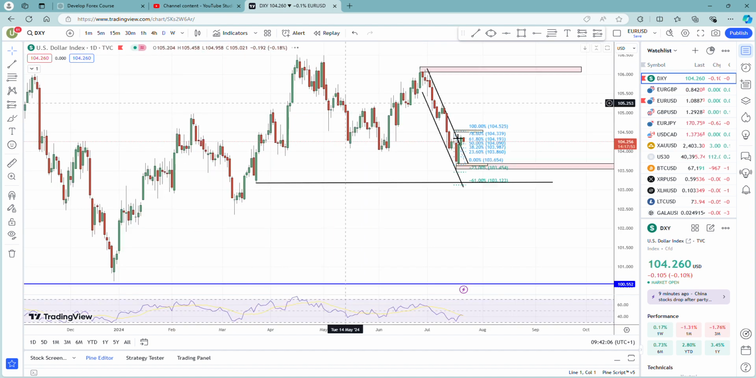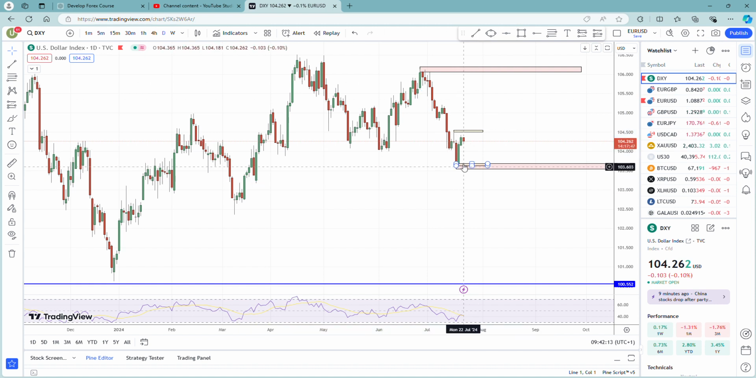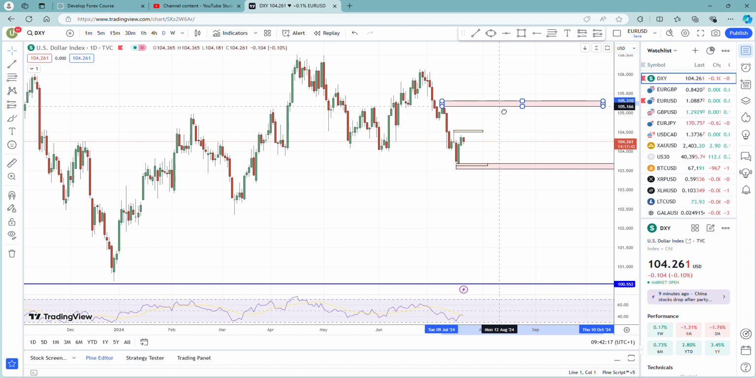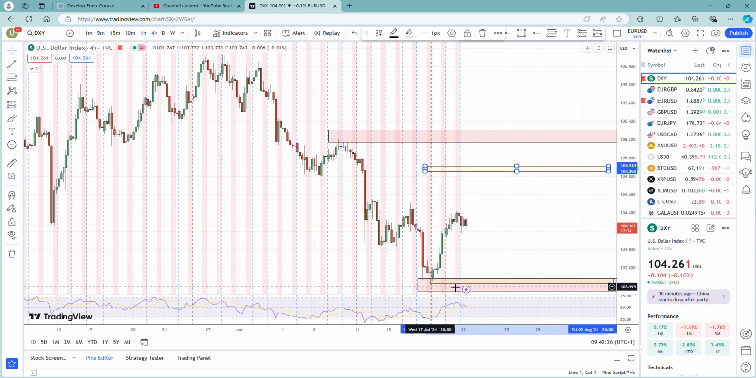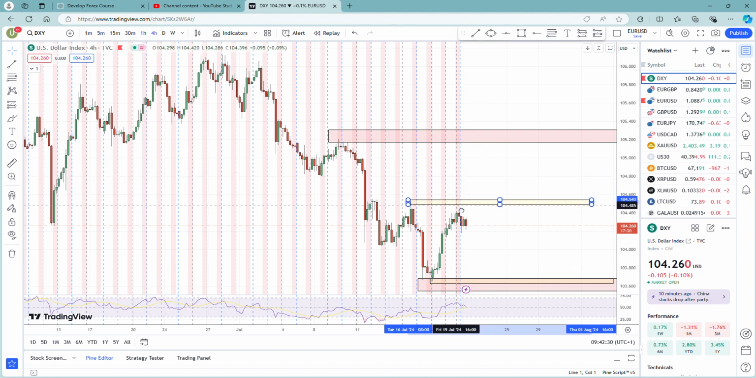Then go to a daily time frame, just to make this a bit clearer. You can see it was at daily support, it's rejected it, and now looks as though it's moving up towards this daily resistance. If you go into the H4 time frame, you can see that price is in between the support and resistance. It rejected the support last week and looks to be approaching the resistance level.